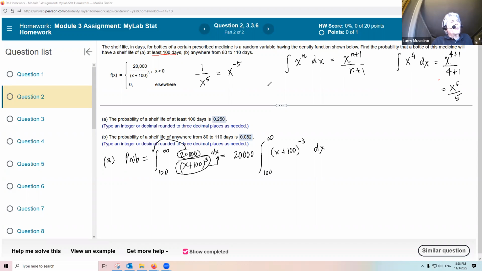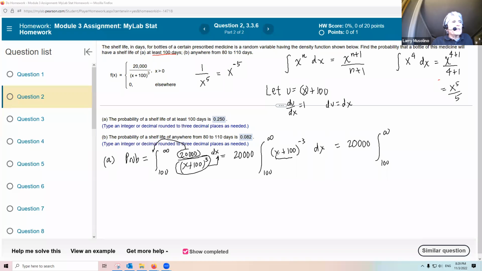But first, we want to do what's called a u substitution. I let u equal the expression in the parentheses, x plus 100. Then if I take the derivative of both sides, du/dx just equals 1, because the derivative of x is just 1. That means du equals dx in this example. The reason I did that is I want to convert this into an integral with u's to make it easier.